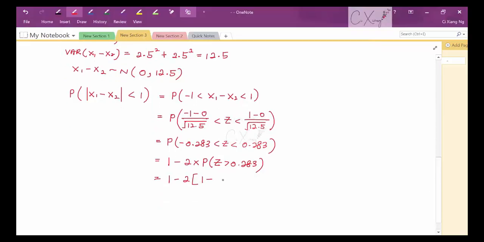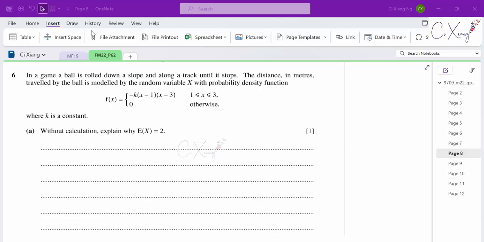Therefore, I have to take 1 minus 0.6115. After you write the steps, by using the help of a calculator, you can get the answer. If you didn't make any careless mistake, this answer should be 0.223. So this is how we calculate the probability for question number 5. Let's discuss question number 6 here.